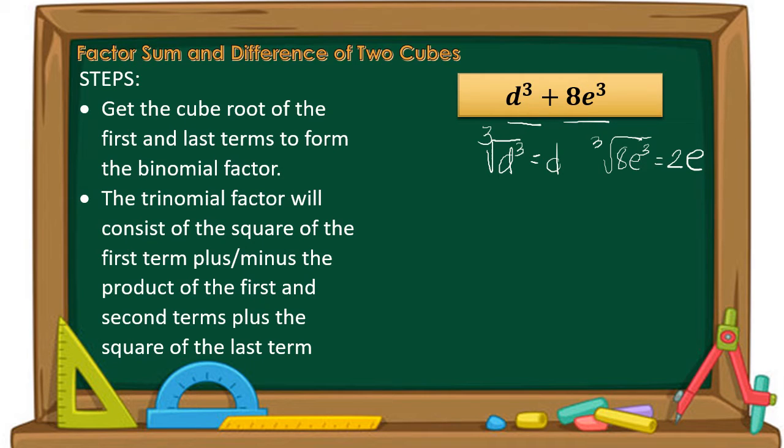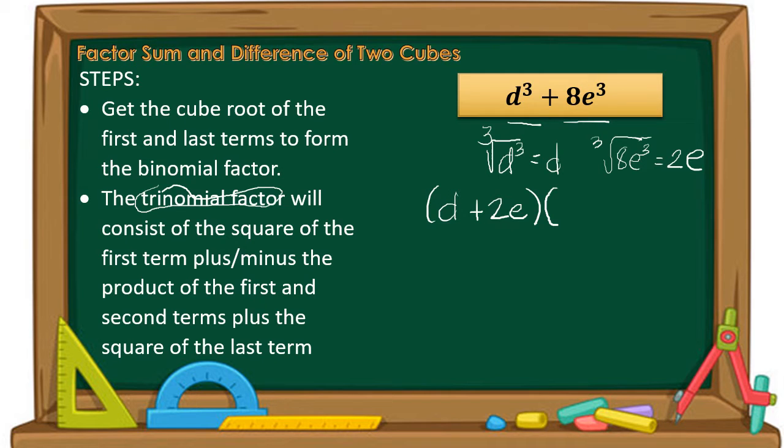Okay, so from there, you need to have the binomial factor. So meaning your first factor will be the cube root of the first and last term. So basically, we have the first one, which is d plus 2e, the ones that we get from the cube roots of the first and the last term. And next, proceed with the trinomial factor based on the second step here.